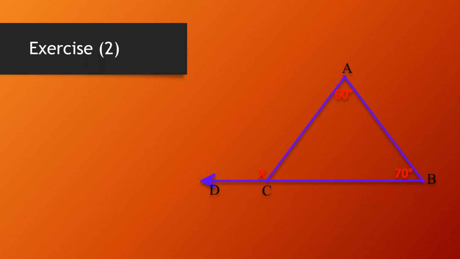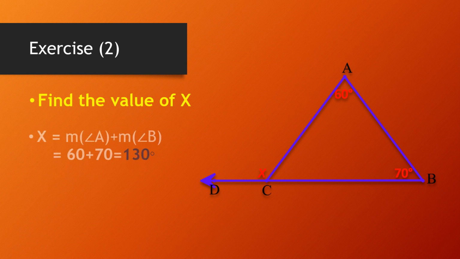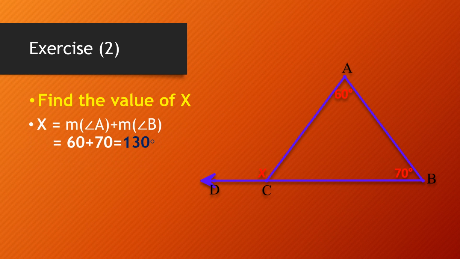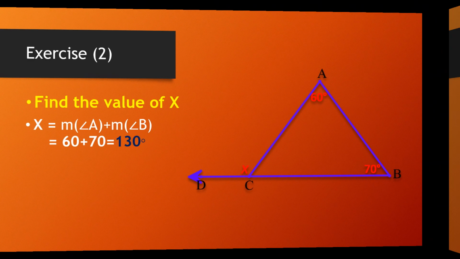Exercise 2. In this figure, find the value of x. X is the exterior angle. So how can I find the measure of the exterior angle? Yes, by adding the two non-adjacent interior angles. X equal measure angle A plus measure angle B, equal 60 plus 70, equal 130 degrees.